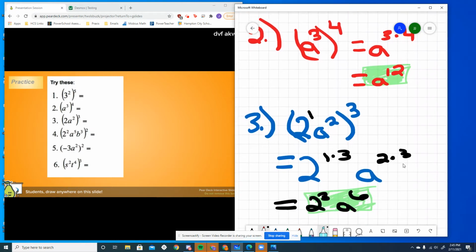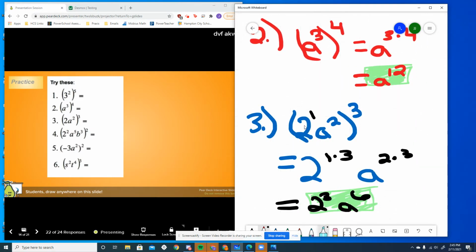I'm going to go ahead and show all of number 3. Well, we knew we have 2 times a squared, all of it to the power of 3. Anytime we don't see an exponent, we can put an imaginary 1 right there, because we know that we're going to multiply that by 3. So we can go 2, 1 times 3, a, 2 times 3. We get 2 cubed a to the power of 6. So 2 cubed a to the power of 6 is my final answer.